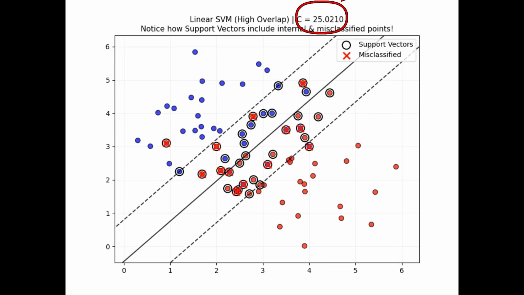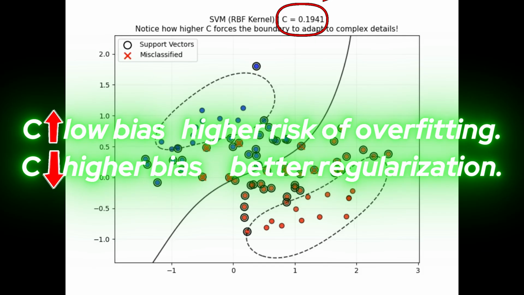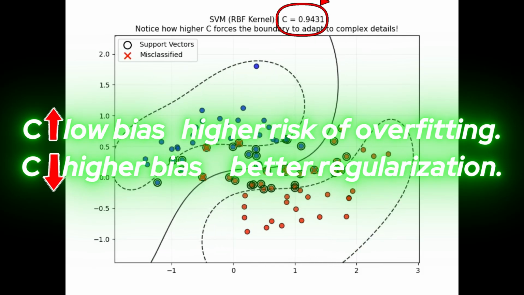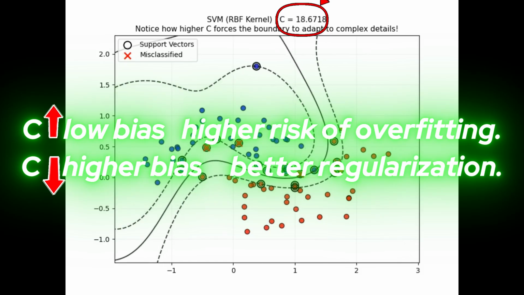A small value of C allows a few mistakes in exchange for a wider margin. As a result, the model often generalizes better. So remember this simple rule. Large C means low bias, but higher risk of overfitting. Small C means higher bias, but better regularization.